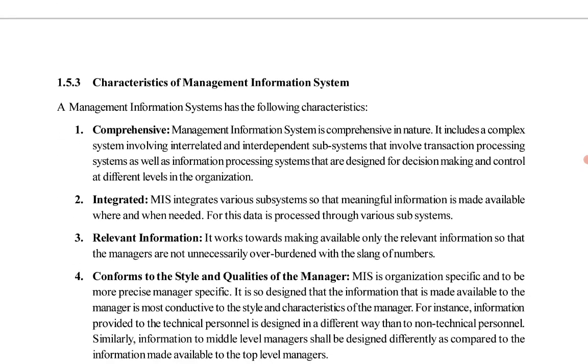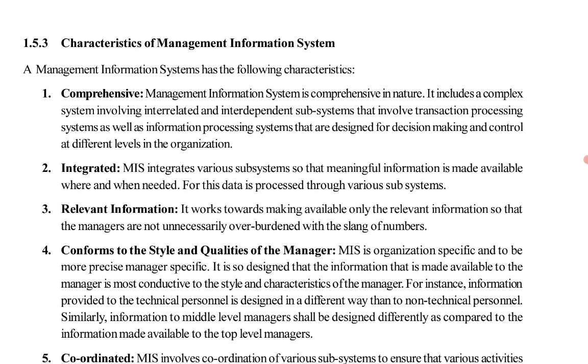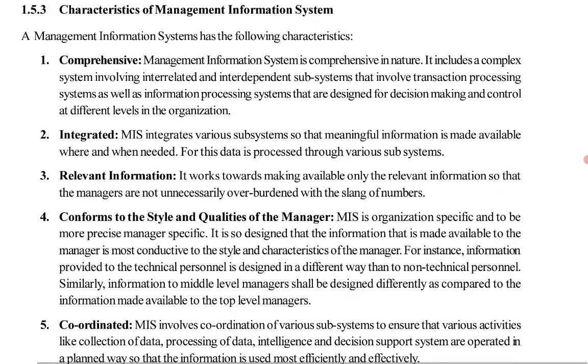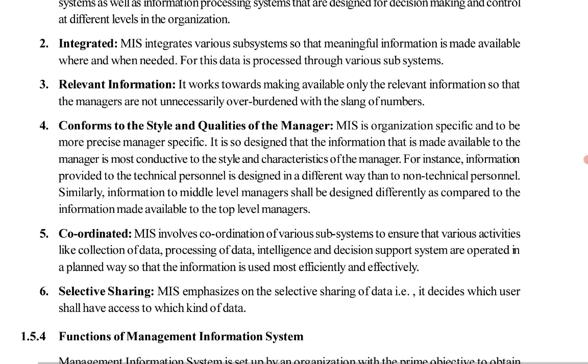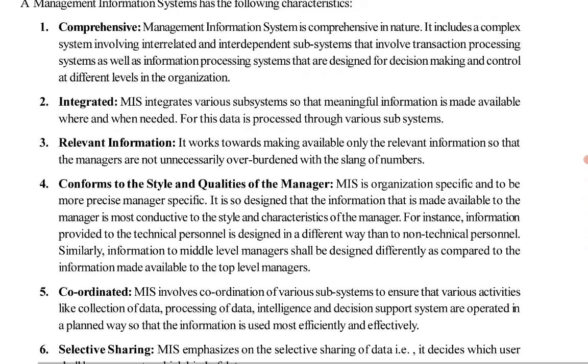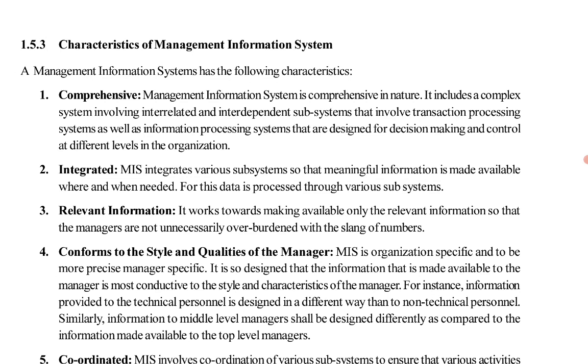So what are the characteristics of a management information system? A management information system has the following characteristics: comprehensive, integrated, relevant information, conforming to the style and quality of the manager, coordinated, and selective sharing. Comprehensive means MIS is comprehensive in nature.